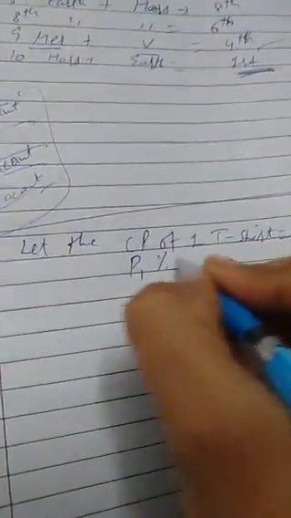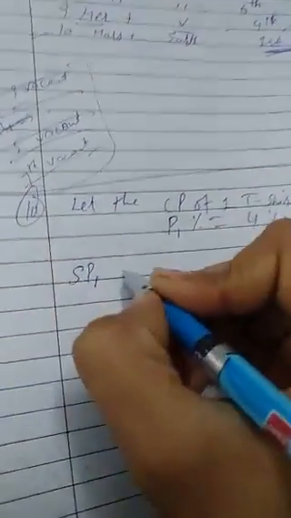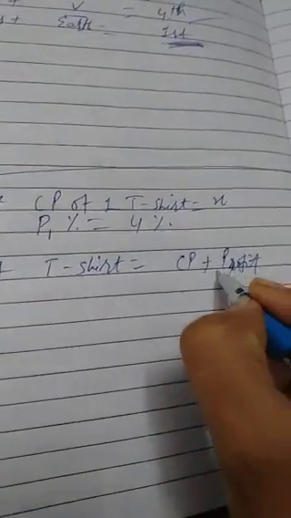So first of all we will let the CP of one t-shirt be rupees X. First time profit percent is given, P1% is equal to 4%. We can find selling price for first t-shirt. Selling price of first t-shirt is equal to cost price plus profit.